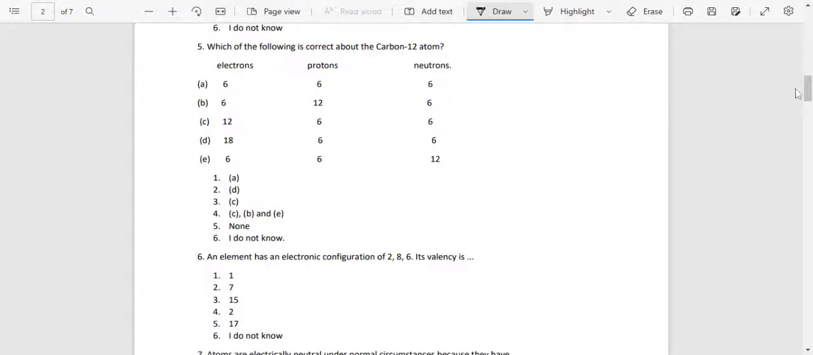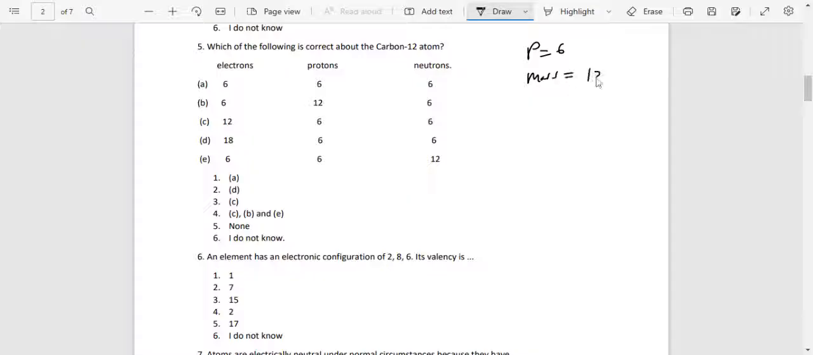Let's consider question 5. Which of the following is correct about the carbon-12 atom? Now, carbon-12 has got 6 electrons, it has got 6 protons, it also has 6 neutrons. That is because its mass number is 12. And we know that carbon-12 has got 6 protons. So if something has got 6 protons, its mass number is 12.